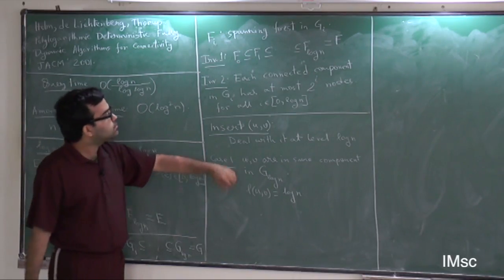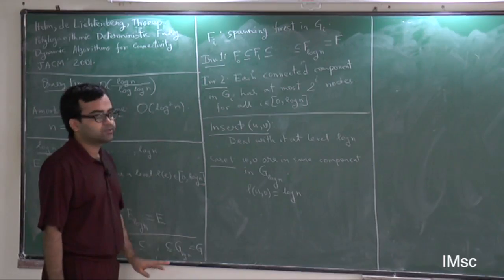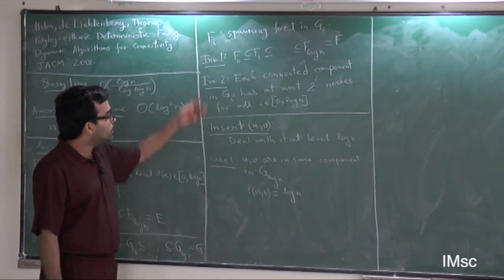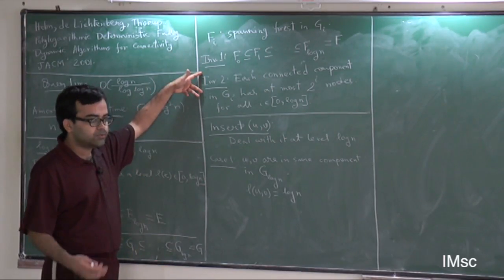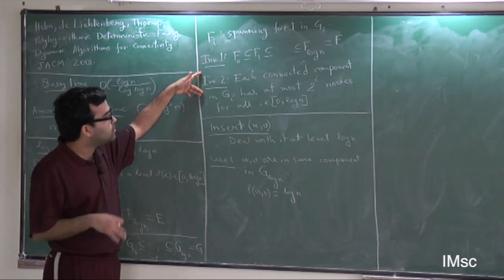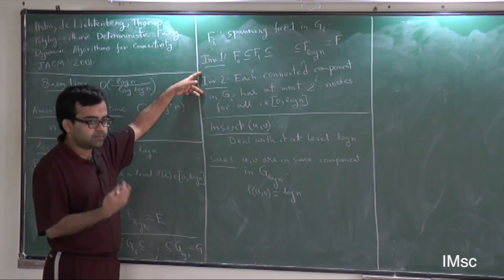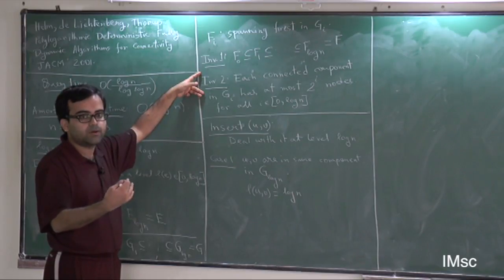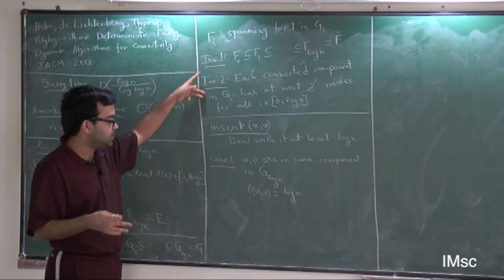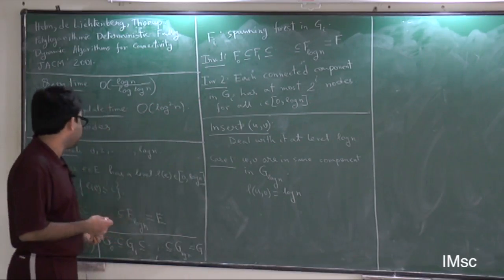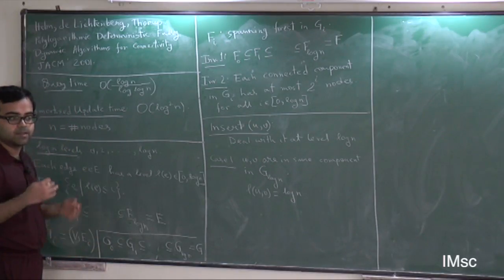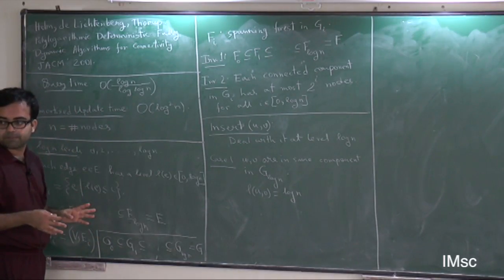Why? Because just note that all these invariants are still true. Why is invariant 2 true? It's because you did not touch the subgraphs G0 to G log n minus 1. They were not changed. This edge was not part of that subgraph because its level was set to log n.